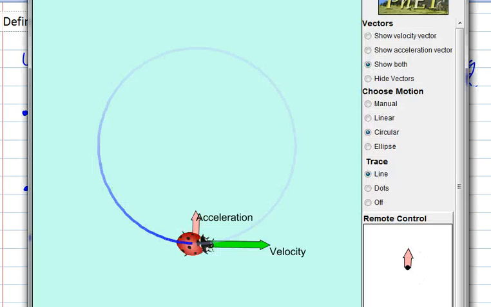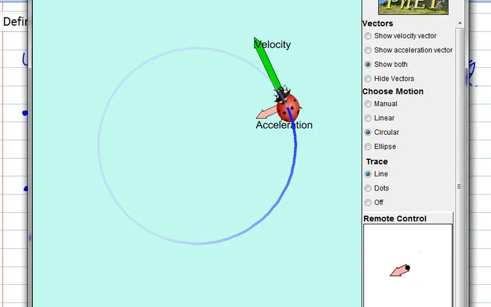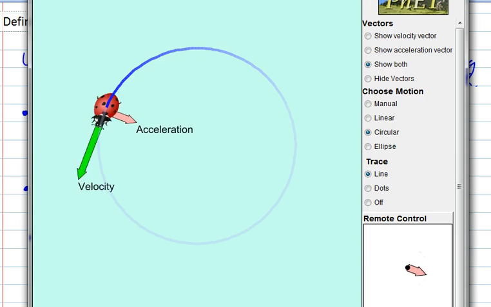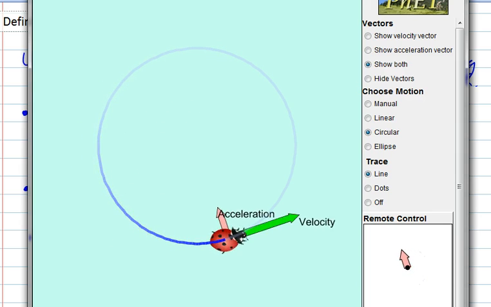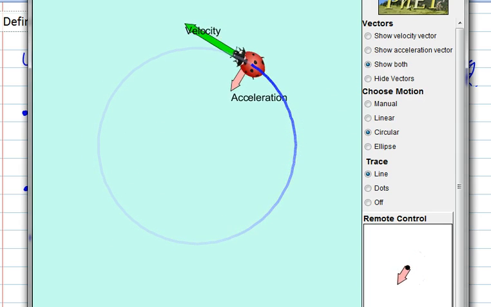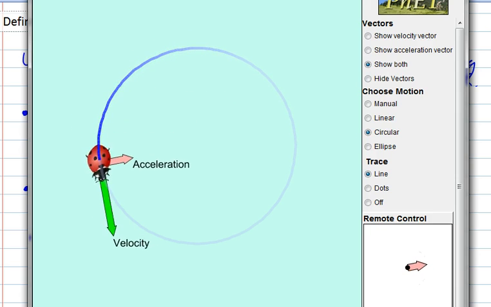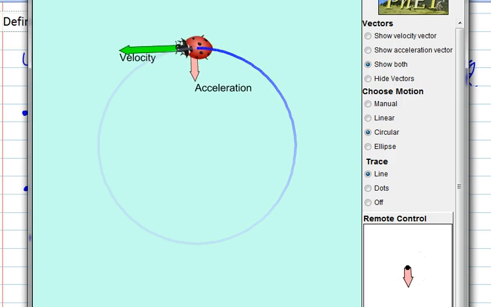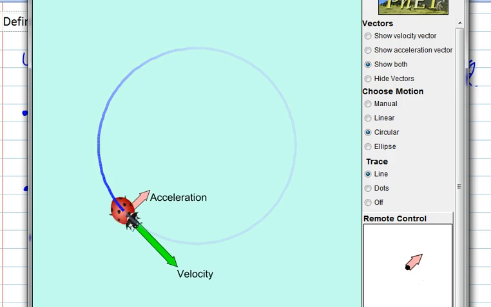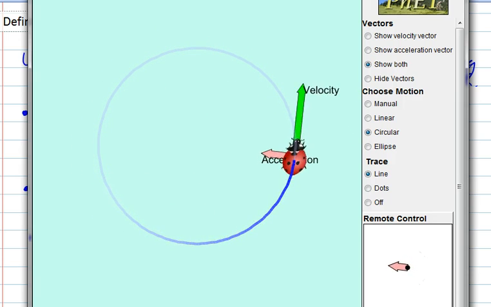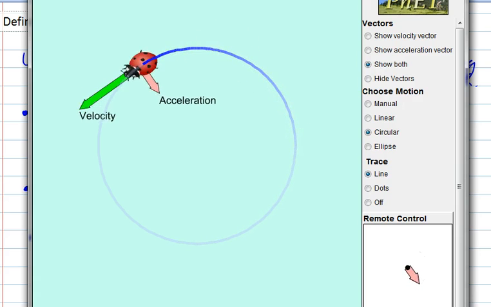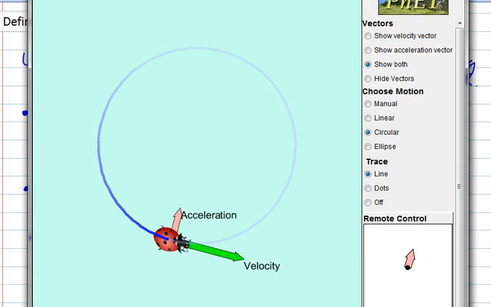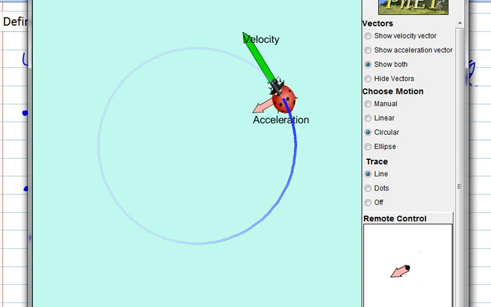So if I let this run again, what you notice first of all is that the velocity is tangent to the path at all times, and the acceleration is perpendicular to the path. And this is important because if that acceleration vector was pointing in another direction, then the velocity would not only be changing direction, it would also be getting bigger or smaller.